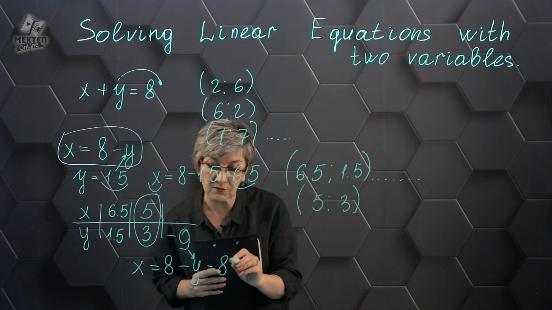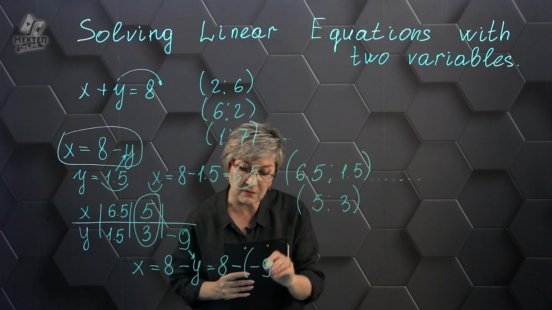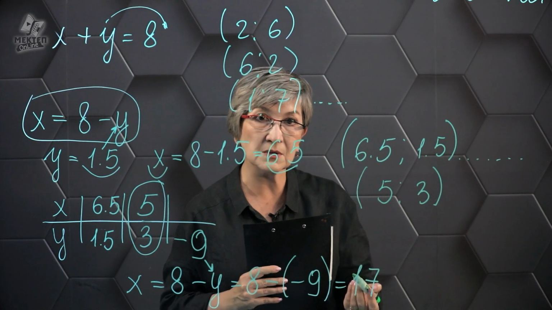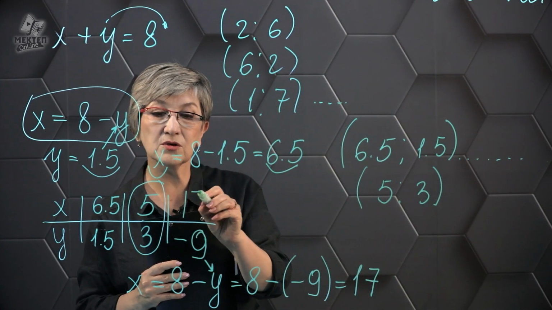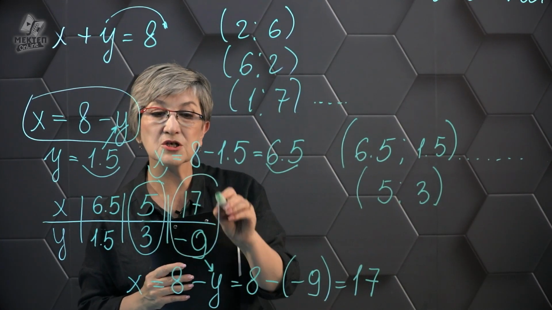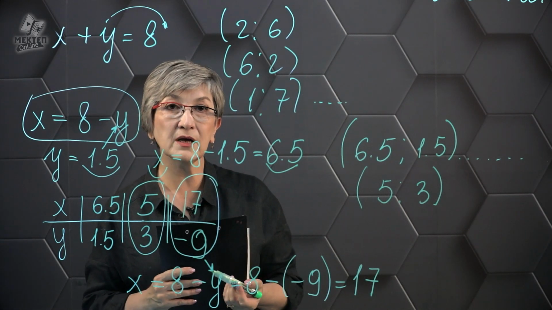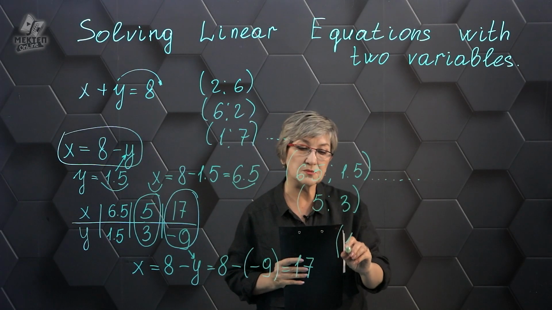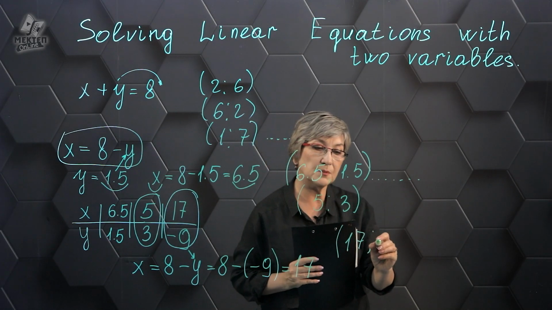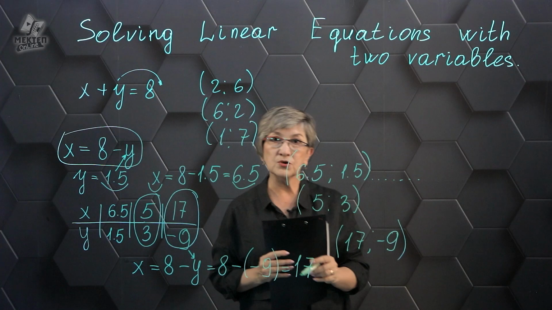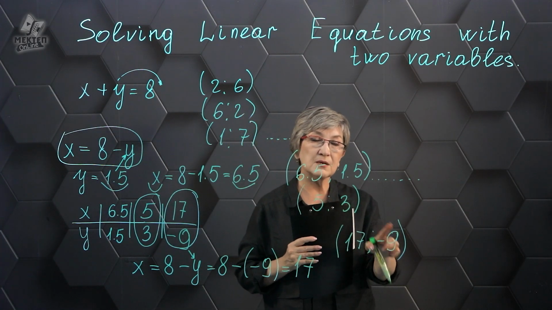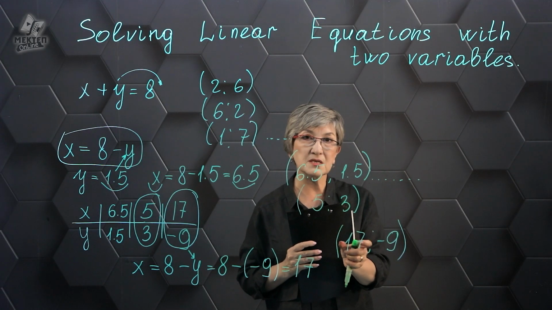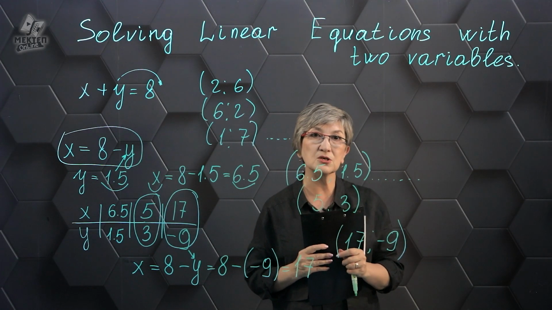And then we have 8 minus minus 9. And then 8 minus minus 9 equals 17. And the value of x equals 17. So we have found another pair that is a solution to our equation. Let's write down this pair. Instead of x, we write 17, and instead of y, we write -9. But very importantly, when you write down the answer, make sure you write the x value in the first place and the y value in the second place.